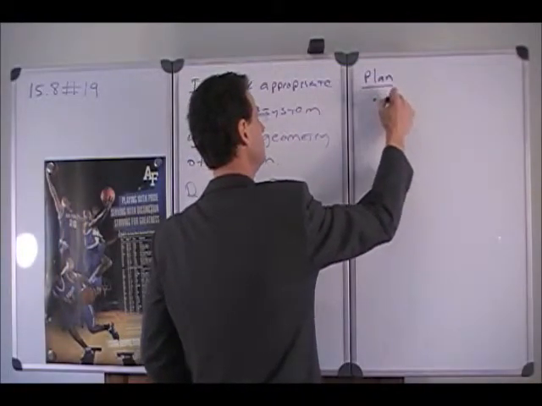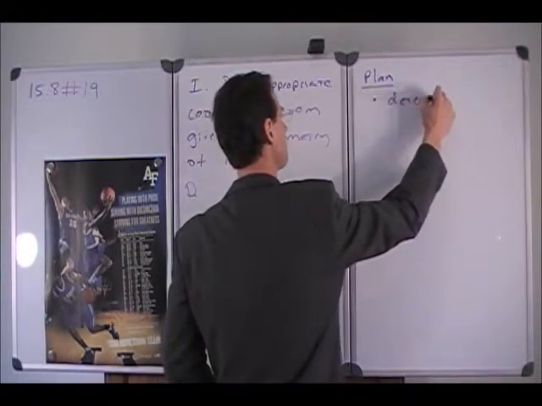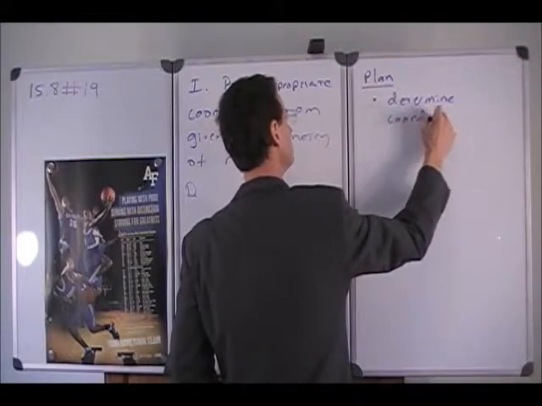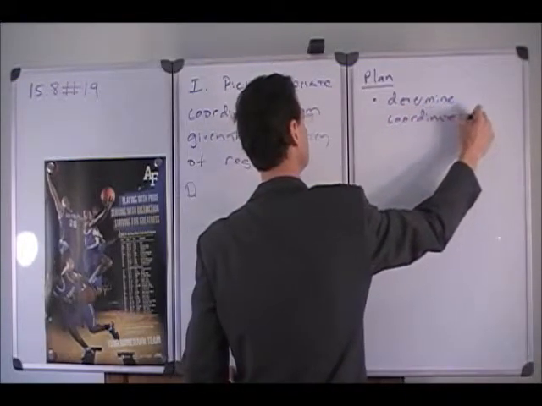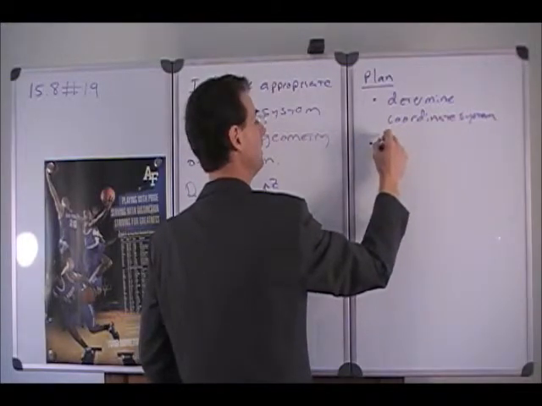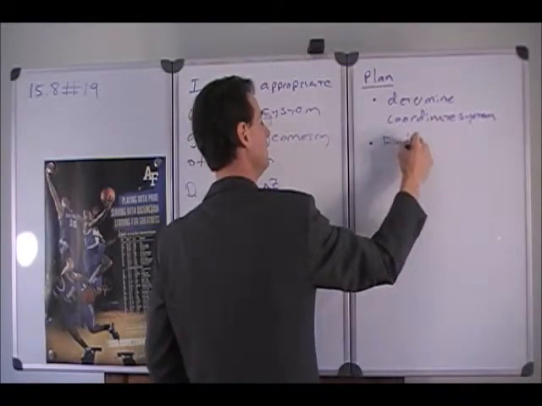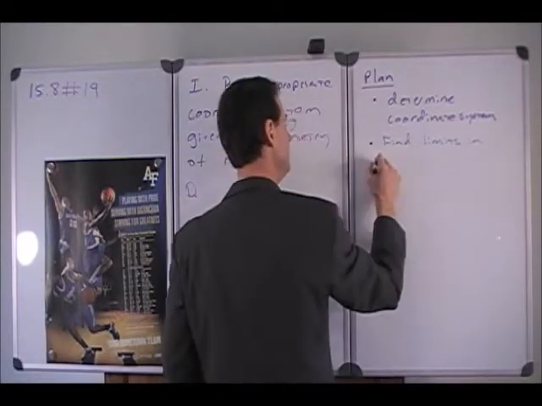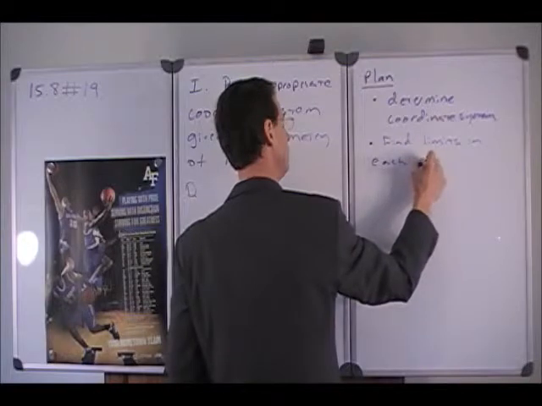So to make our plan, we need to determine the coordinate system and then we need to find the limits of integration in each variable.